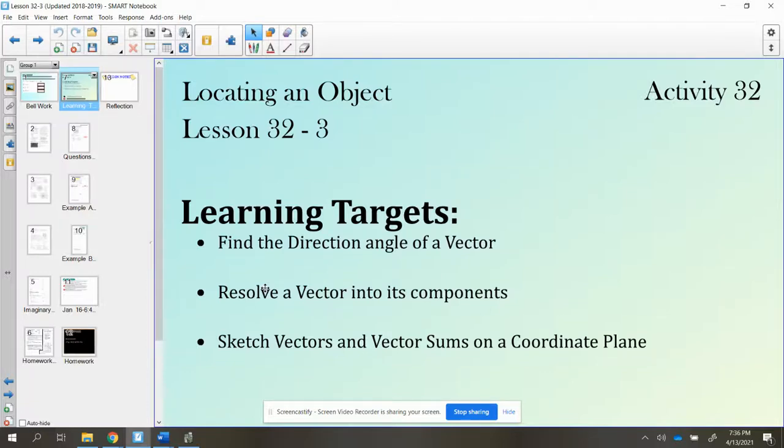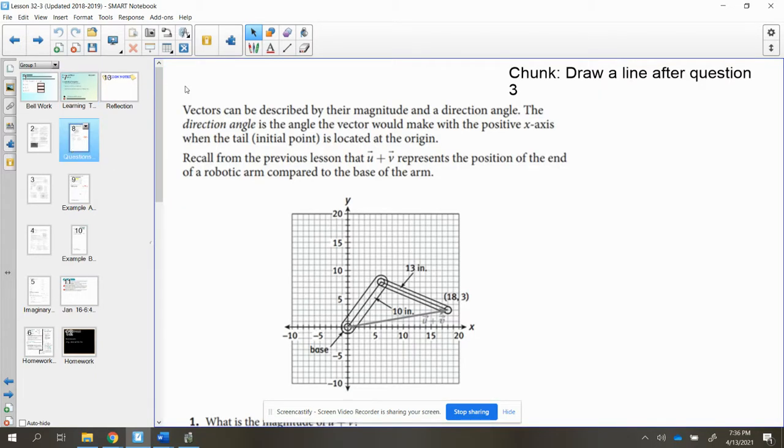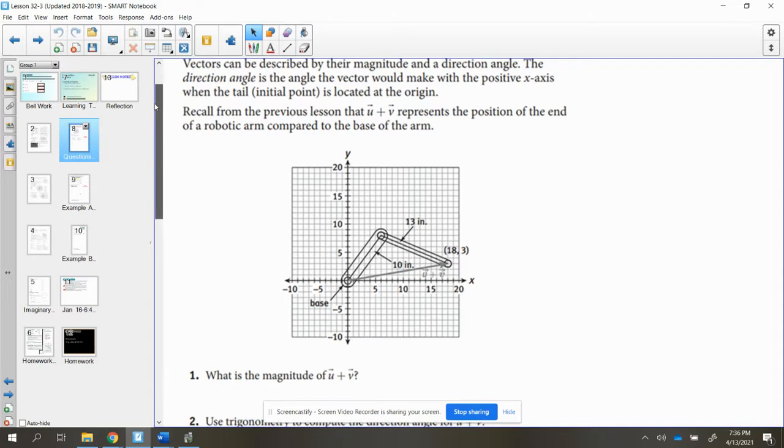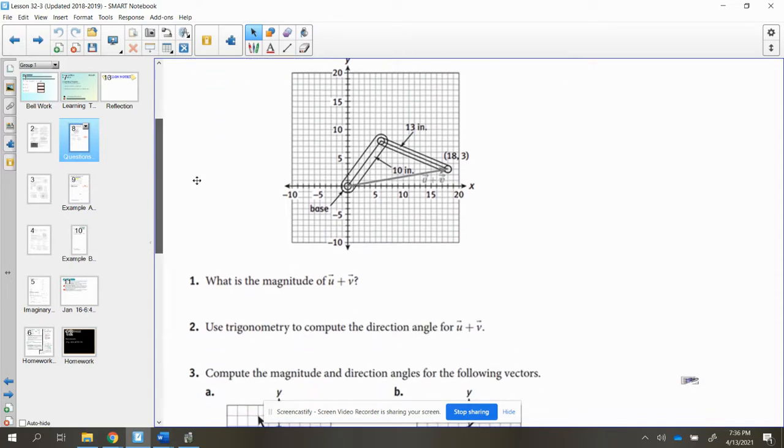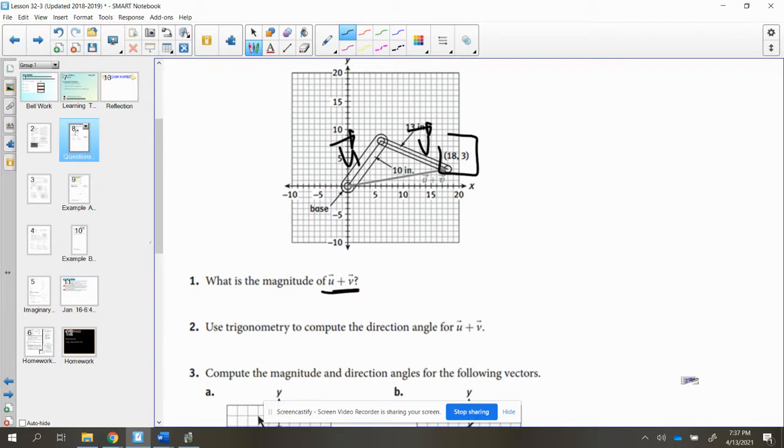Today's lesson is starting on page 450 in your books. On page 450, we are back looking at this robotic arm that's talking about our directional angle. We've talked about how the magnitude of the new resultant vector that we found from adding them together is different than finding the individual magnitudes of vector u and vector v and adding those together. You have to first find that resultant vector u plus v, which we know is 18.3, and use that value to find our resulting magnitude.